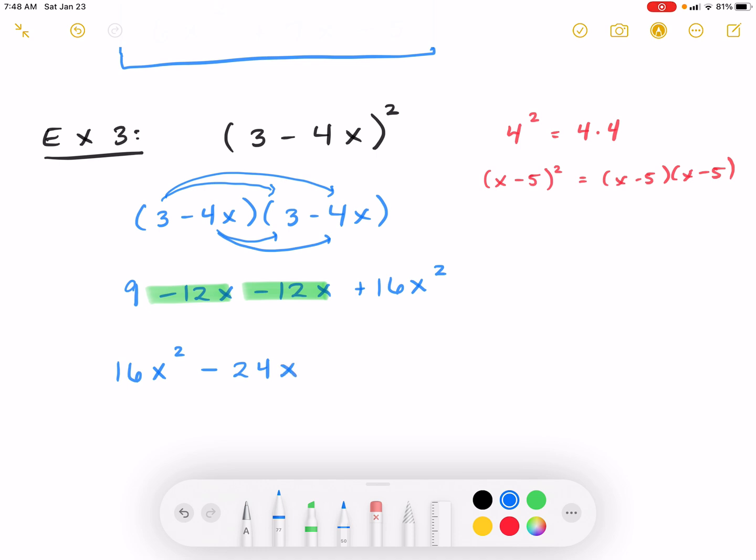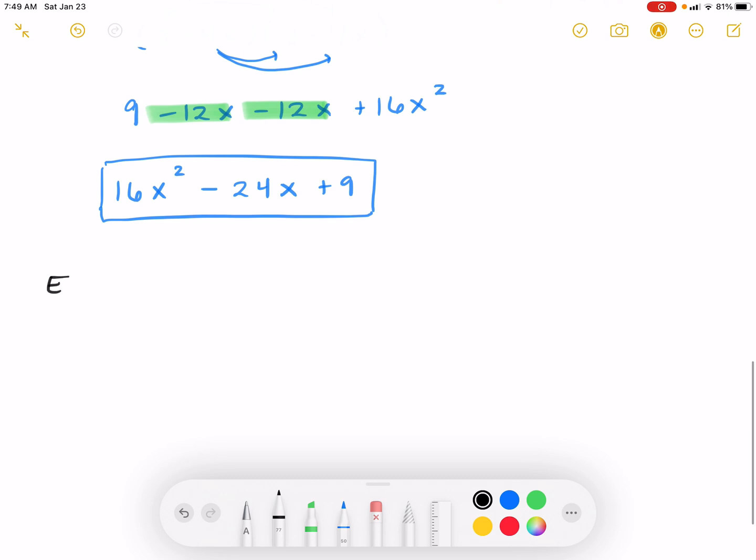It's a negative plus a negative. And then finally the constant term is 9, and there's nothing to combine it with. All right, so let's move on to a different kind of example, because I think you are getting the hang of this.